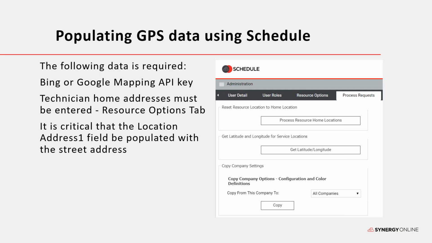So when we have all of our addresses entered, the technician home addresses as well as location addresses, you're going to need to populate that geolocation data in those tables that I just mentioned. And so you have to have your Google or Bing API key installed in schedule. And you're going to go into the administration tab, process requests, and click the appropriate button to capture that geolocation data and populate the database.